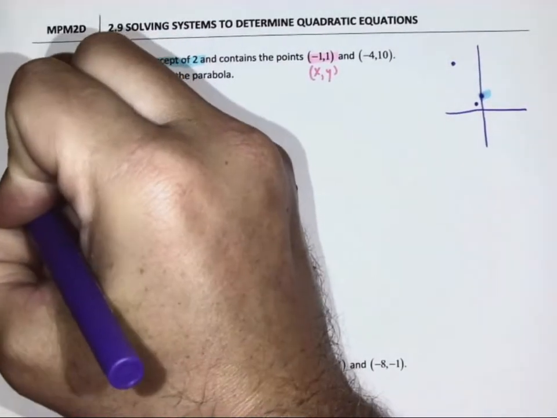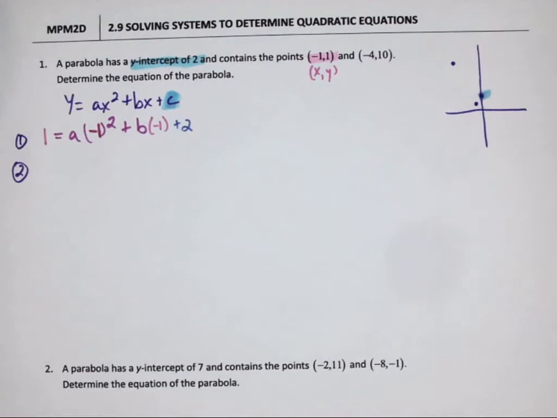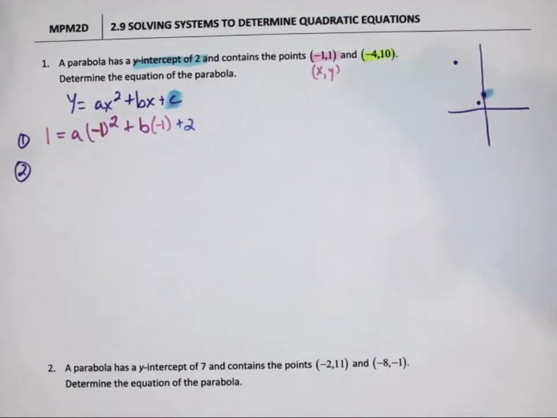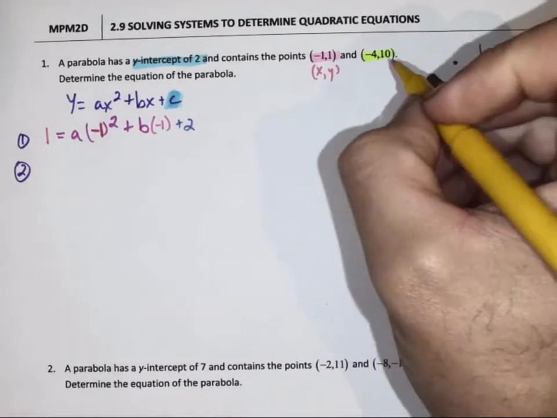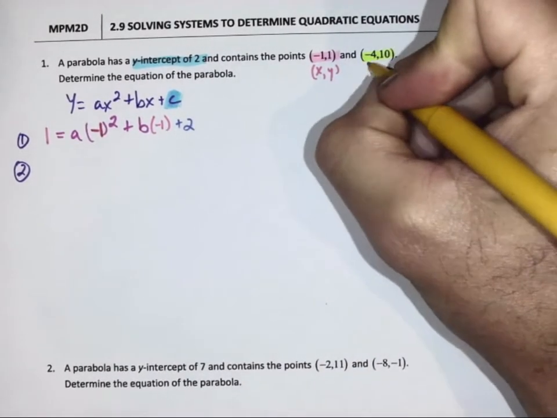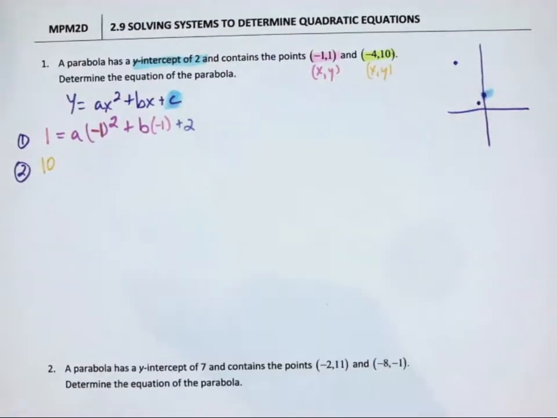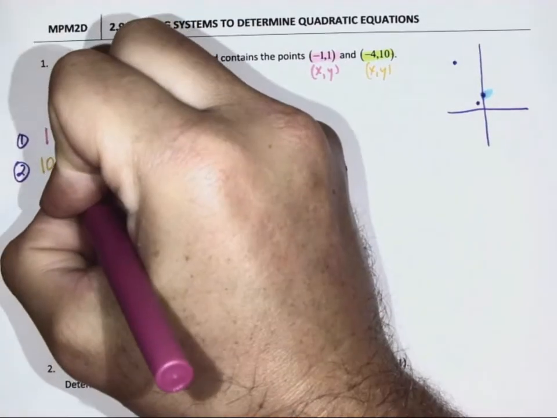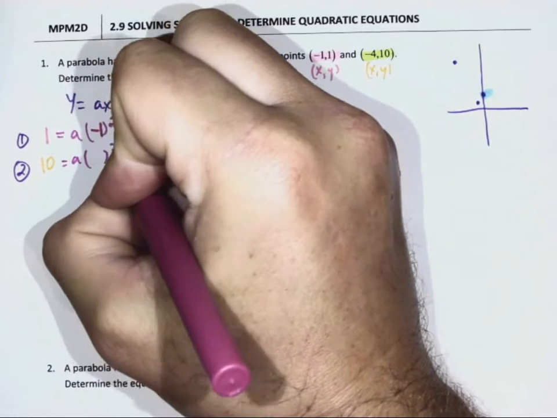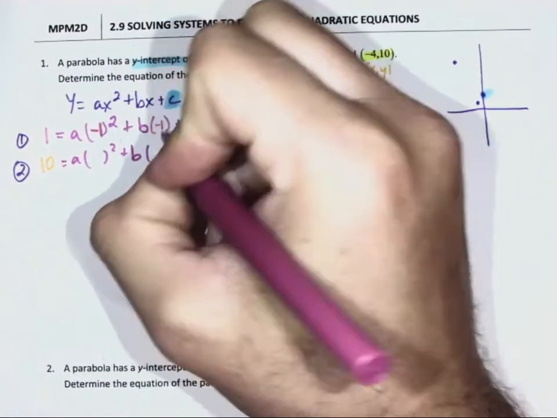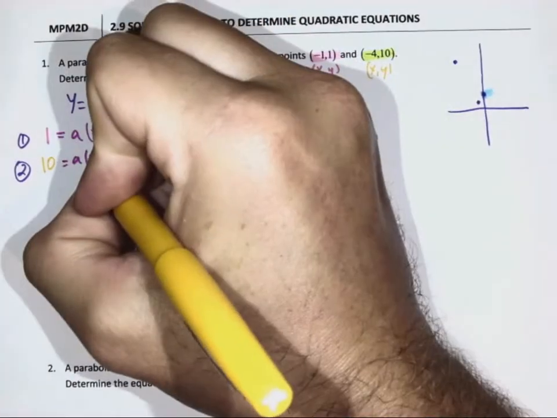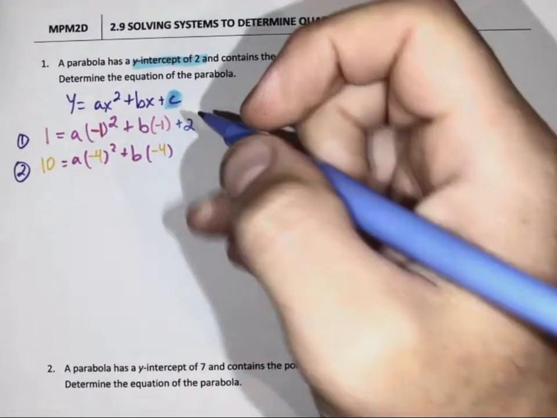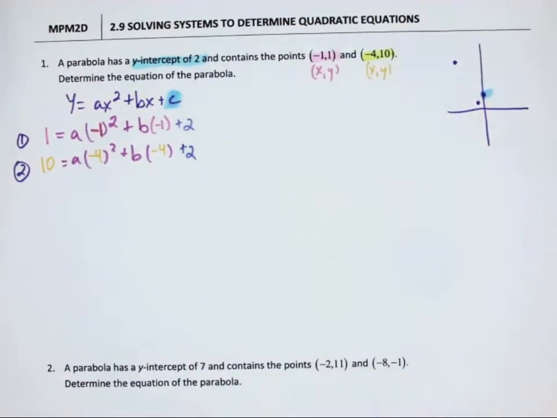Now we're going to create a second equation the exact same way, but with our second point that lies on the parabola, (-4, 10). So everywhere we see y, we're going to put 10. Everywhere we see x, we're going to put -4. And we still have that c value of 2.